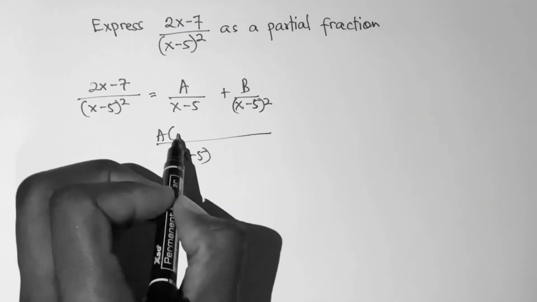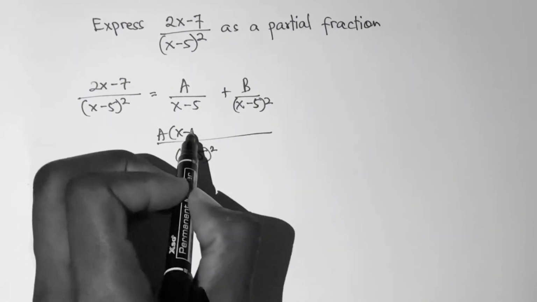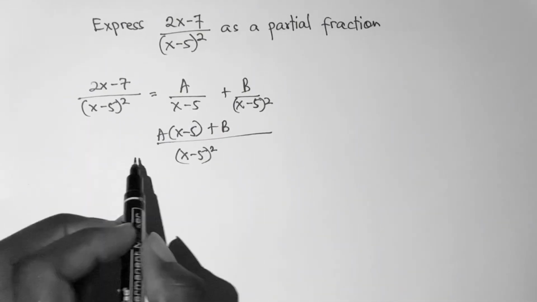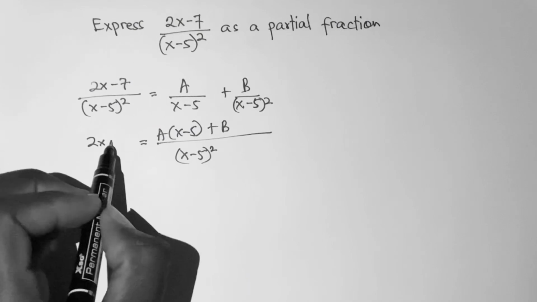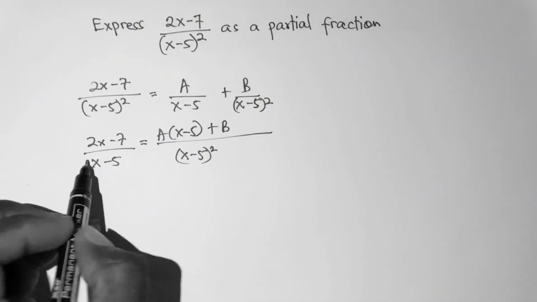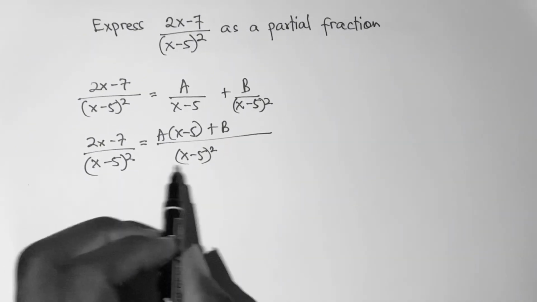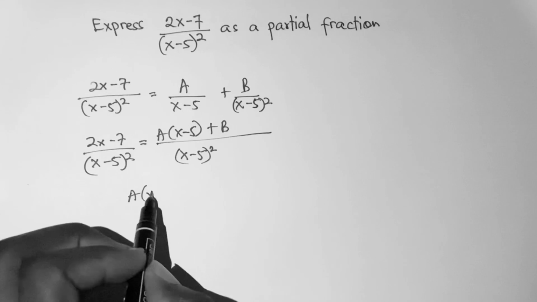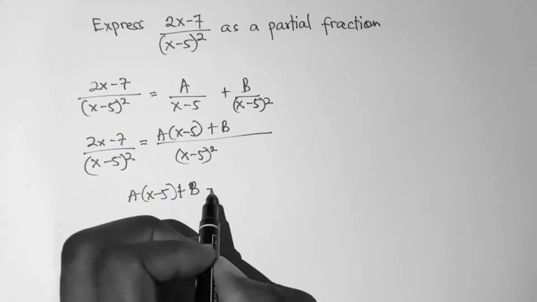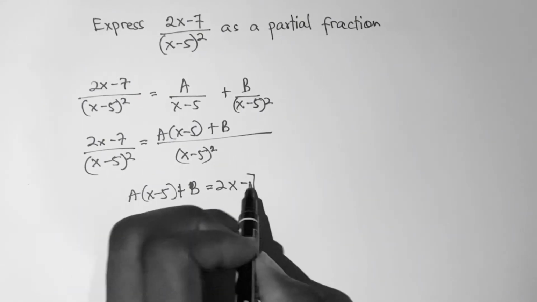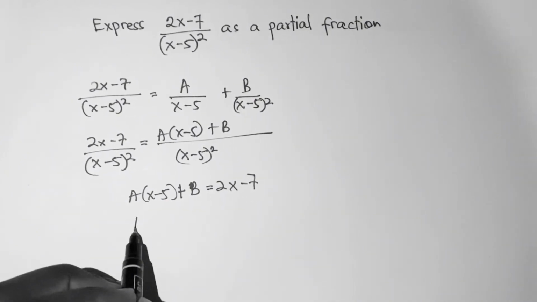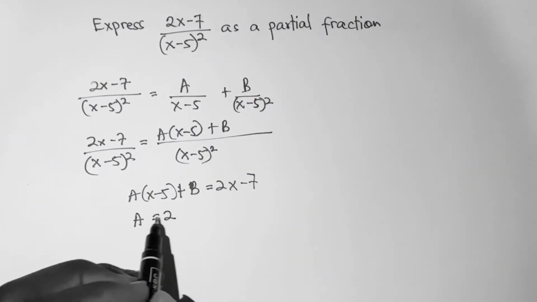So a is going to multiply x minus 5, and b will multiply 1. Then this is equal to 2x minus 7 divided by x minus 5 squared. So equating the numerators, a times x minus 5 plus b is equal to 2x minus 7. So now we can see that from here outrightly a is equal to 2.